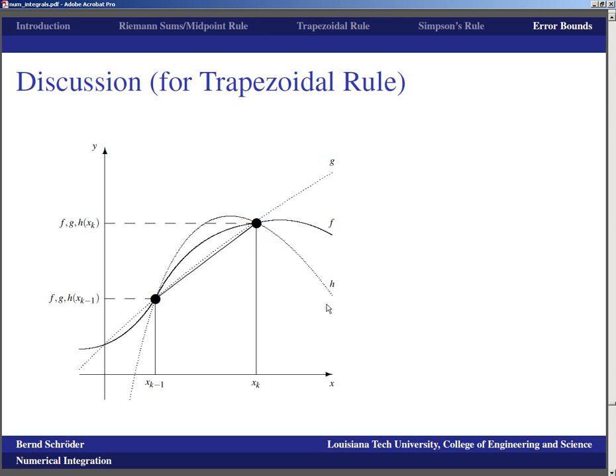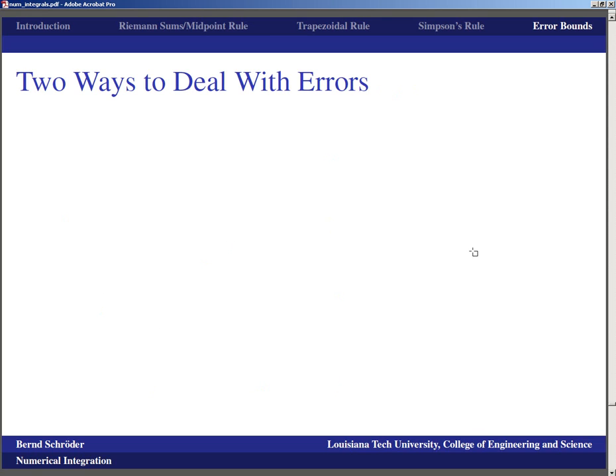Whereas this function h here has a whole lot more curvature, a bigger second derivative, than f, and so that means the trapezoids shouldn't be as good an approximation. Okay, so after all that, let's talk about how to work with the error bounds. So now we're really getting back to what we need you to do.